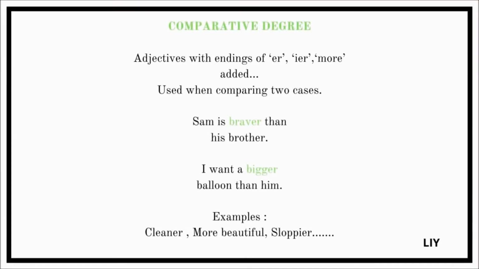In the animation, we have the child say, I want a bigger balloon than him. Here again, bigger is used because the boy is comparing another boy's balloon to the balloon which he wants to buy, which should be bigger. Therefore, bigger is in the comparative form. Some other examples of adjectives are cleaner, more beautiful, and sloppier. All these adjectives are in the comparative form and they've got different endings.